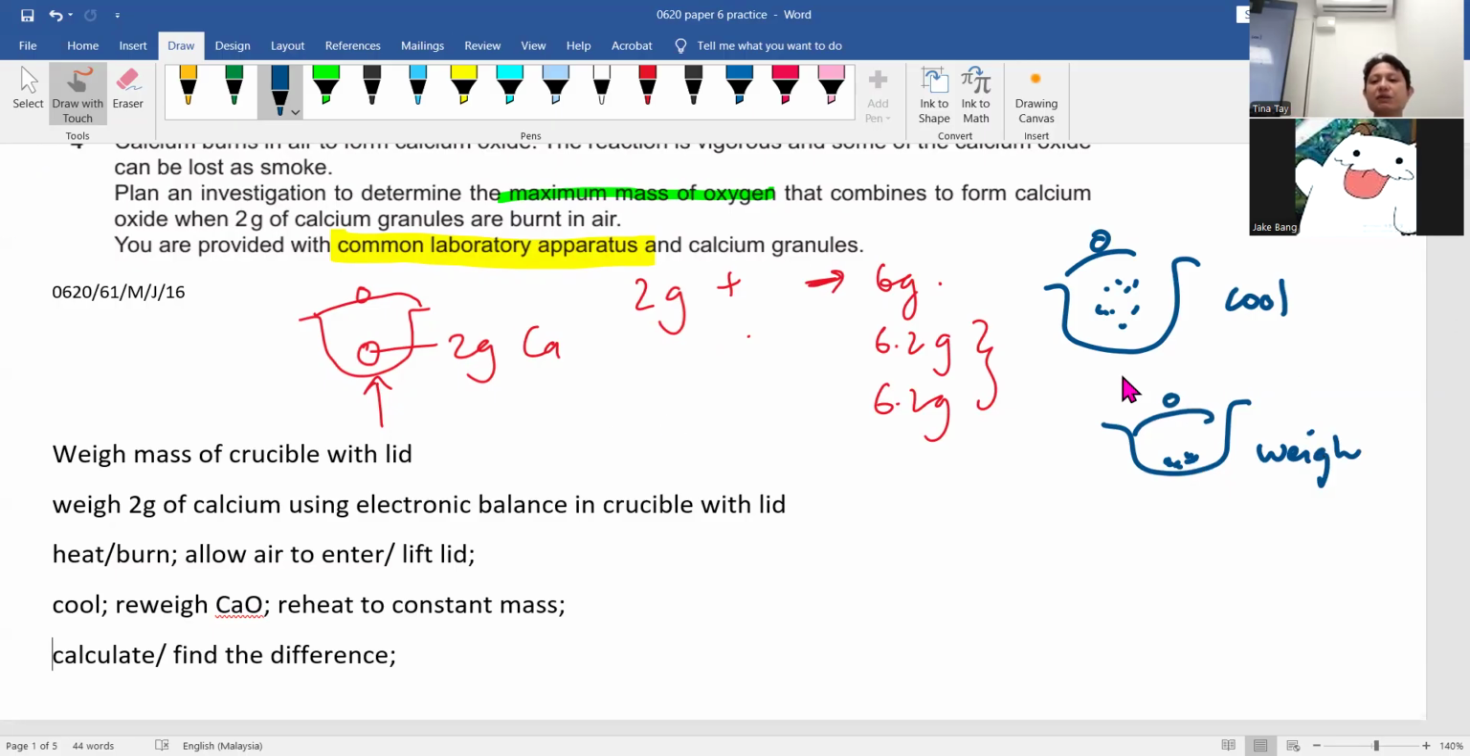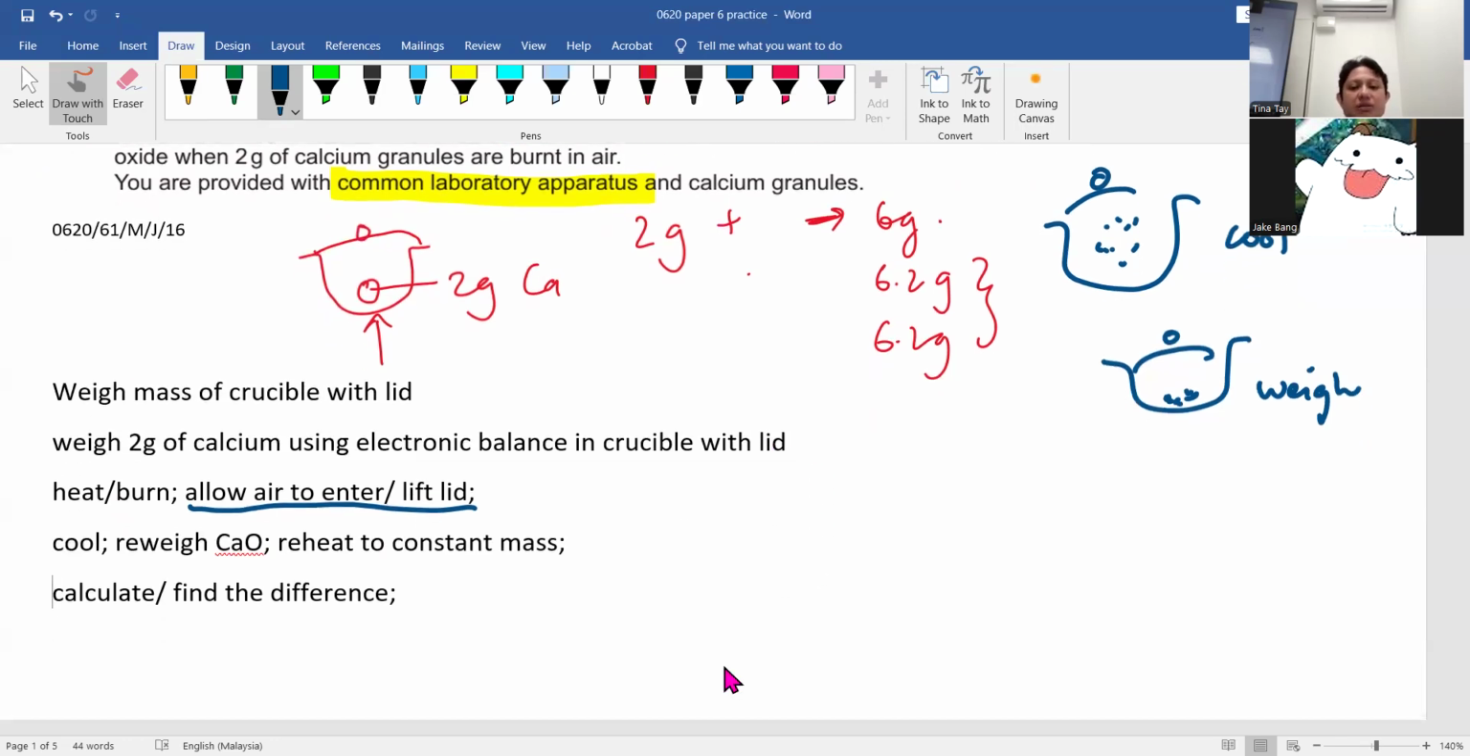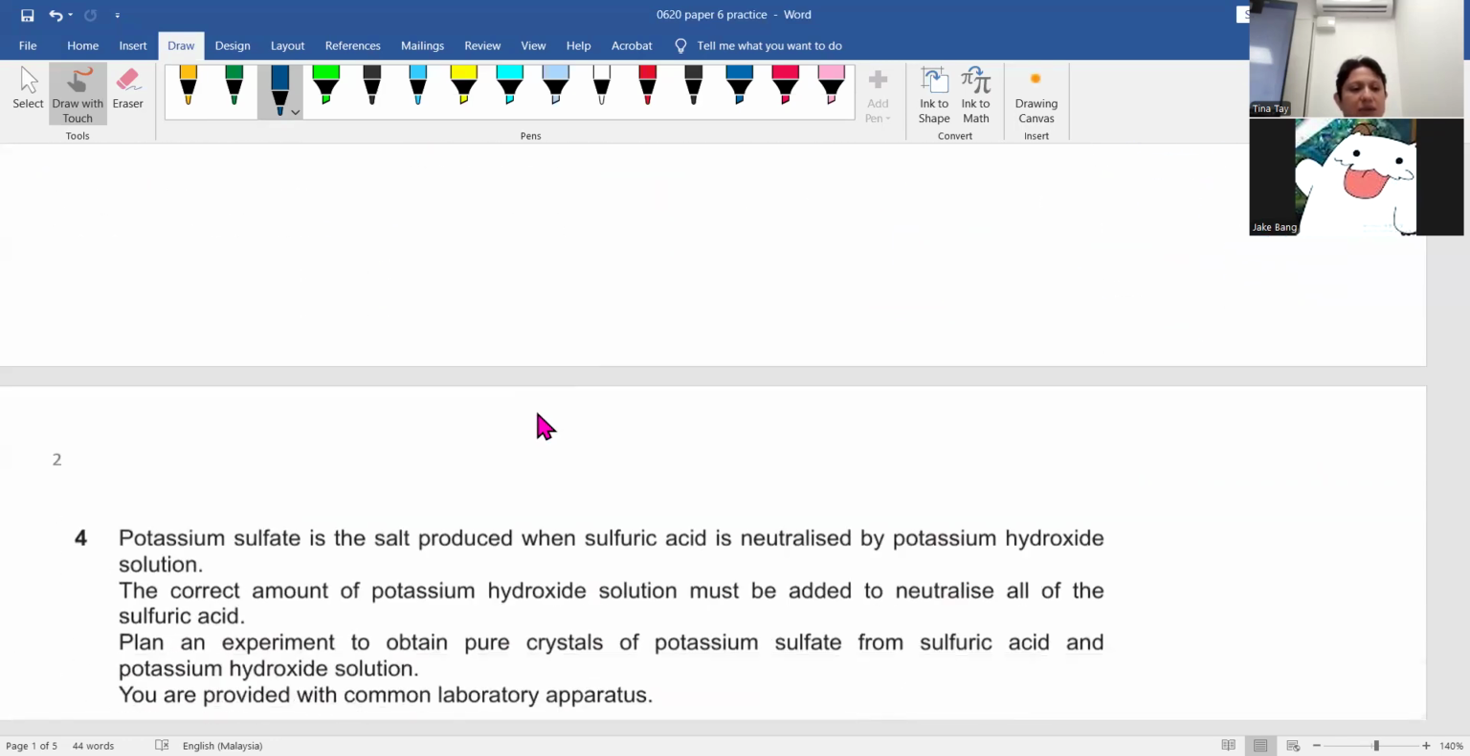Now, why do you need to lift the lid for a few seconds and cover it? It is to allow the air to enter. Okay. Can you understand? All right. So this is a very simple experiment. Okay. Now, look at the second one.